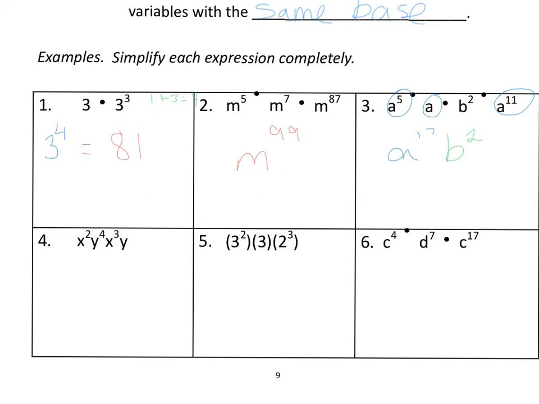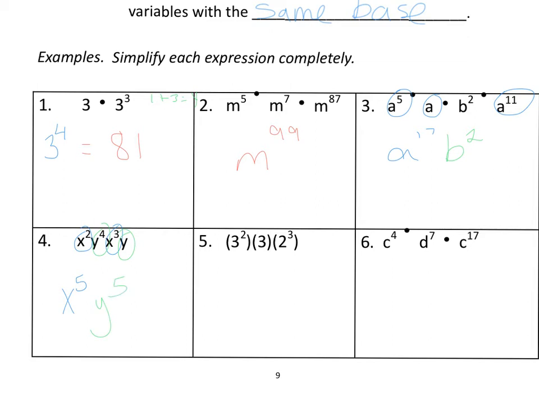Number 4: x squared, x to the 3rd, x squared, y to the 4th, x to the 3rd, y. We have our x's: x squared times x to the 3rd means we have x to the 5th. And our y's, y to the 4th and y, means it's going to be y to the 5th. So it's x to the 5th, y to the 5th.